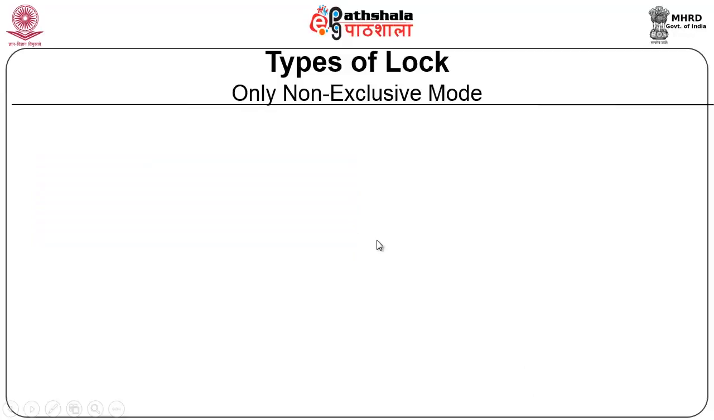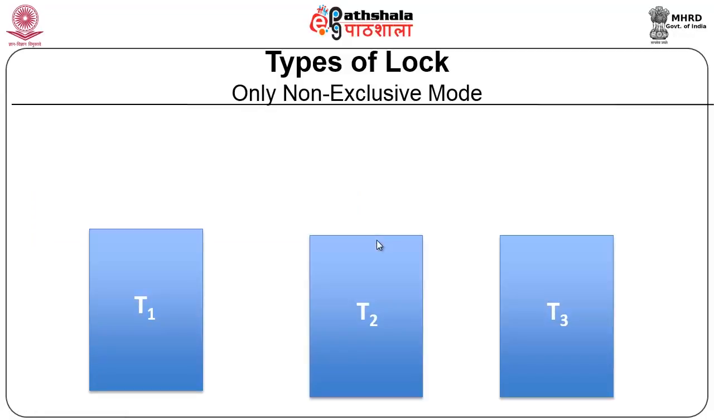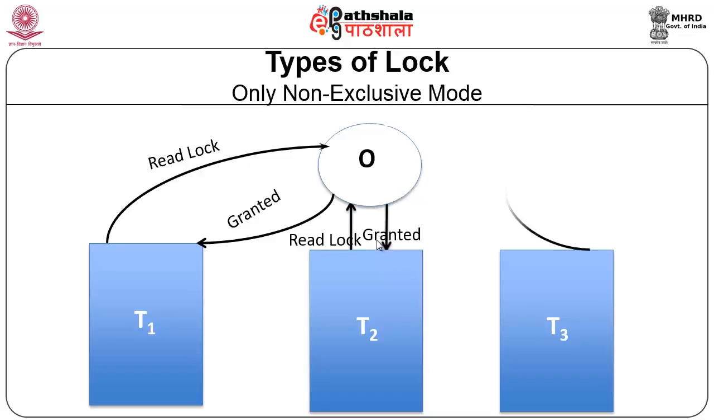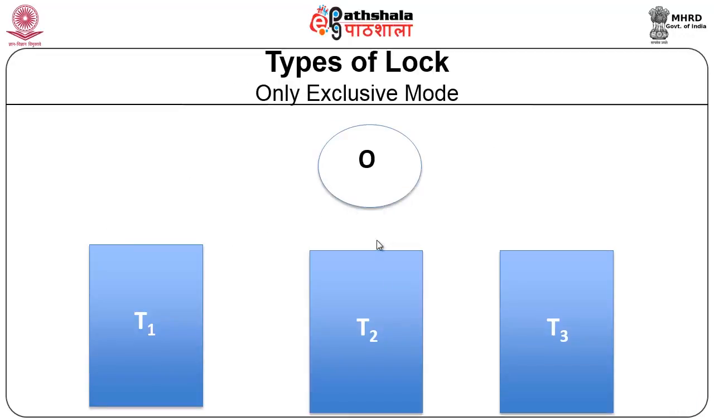So, let us look at an example. We have three transactions T1, T2 and T3, and we have one data object O. If the transaction T1 is asking for a read lock, it will be granted because no lock is there. If now the transaction T2 asks for a read lock, it will be granted. Similarly, if transaction T3 is asking for a read lock, it will be granted. This is what a non-exclusive lock is. So, any number of transactions can acquire the lock.